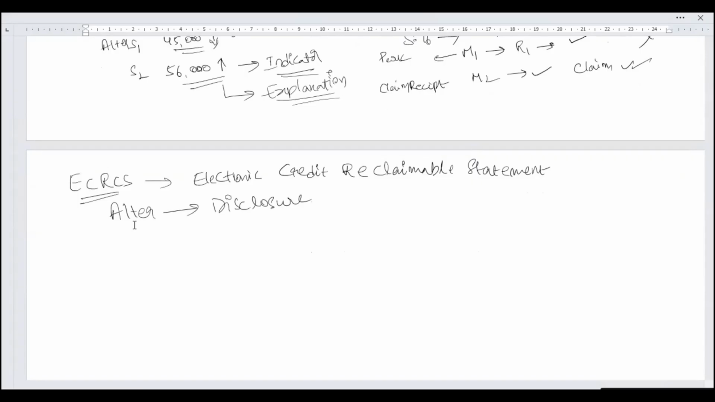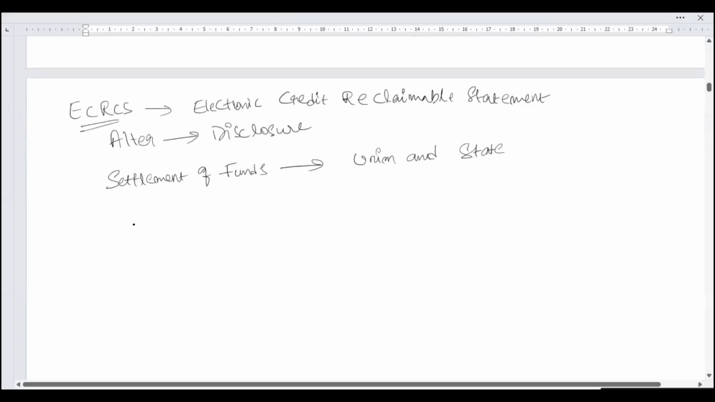Again, let us understand the purpose behind this ECRCS. Now, there is something called settlement of funds between the union and the state, where the union is nothing but the central government, and the state or union territory.